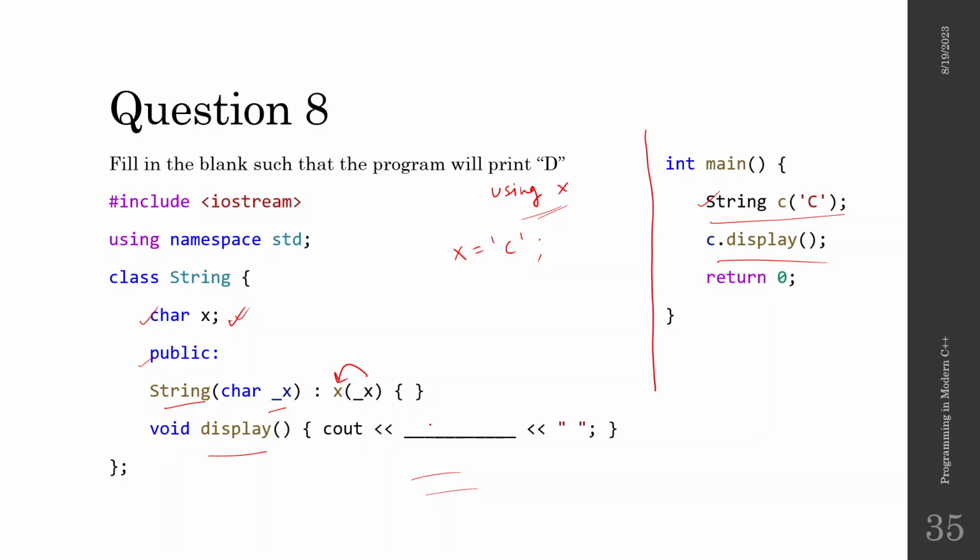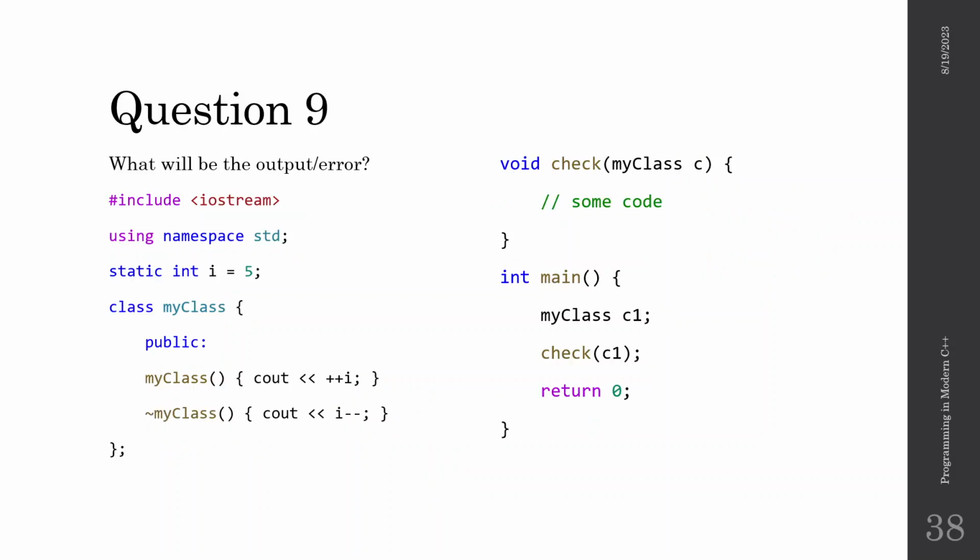So simply we can write here plus plus x. Okay, we can simply write here plus plus x because x is set to c. So if we write plus plus x, it will increment it to d and then print d. So this is actually quite a simple question. Anyway, now let's move to the next one. So this is the next one.